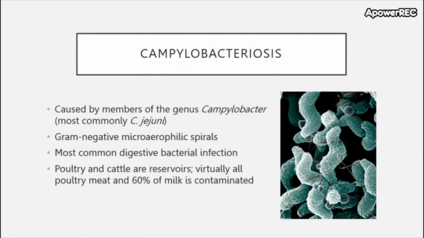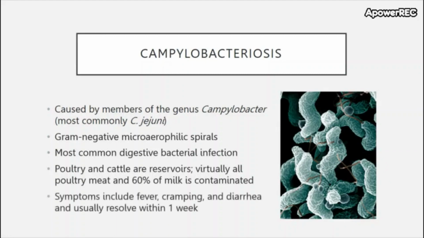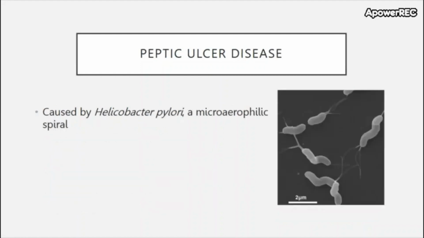Virtually all poultry meat and 60% of milk is contaminated. This is why it's important to make sure that you cook your poultry meat and you are drinking pasteurized milk. Symptoms include fever, cramping, and diarrhea, and they usually resolve themselves within about a week. Okay, next up is peptic ulcer disease. This is caused by an interesting bacterium called Helicobacter pylori, which is a microaerophilic spiral bacterium.